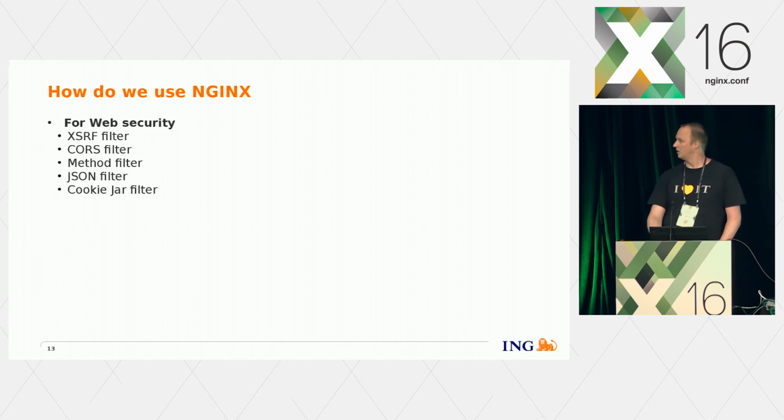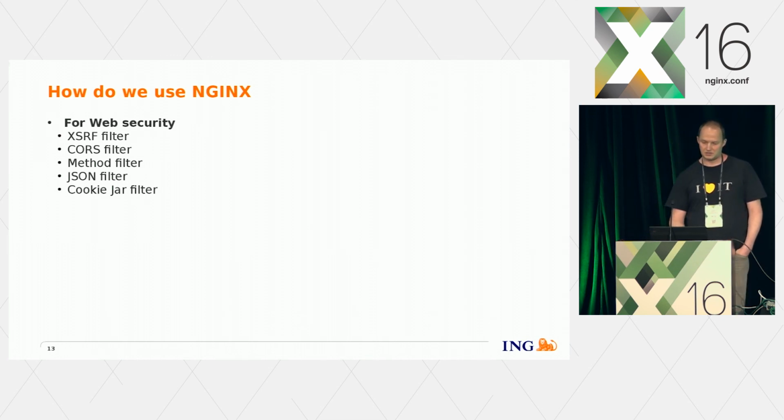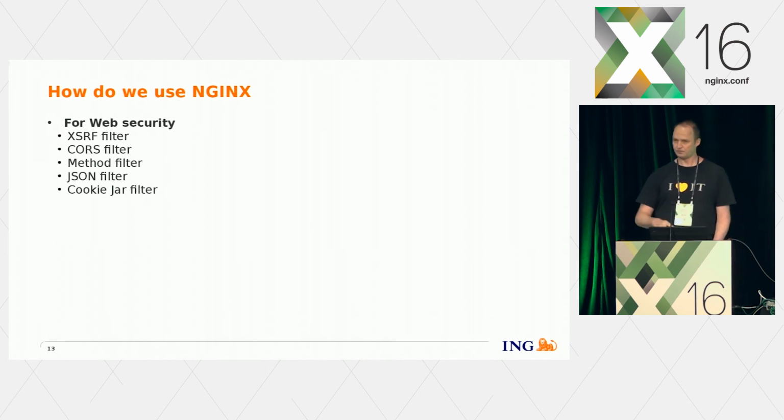One of the other filters that we added was the JSON hijacking filter, and that prevents the response from being read by other parties if they are able to inject JavaScript in our content for some reason. And the last one that I already mentioned a bit was the cookie jar, which handles cookies server-side.